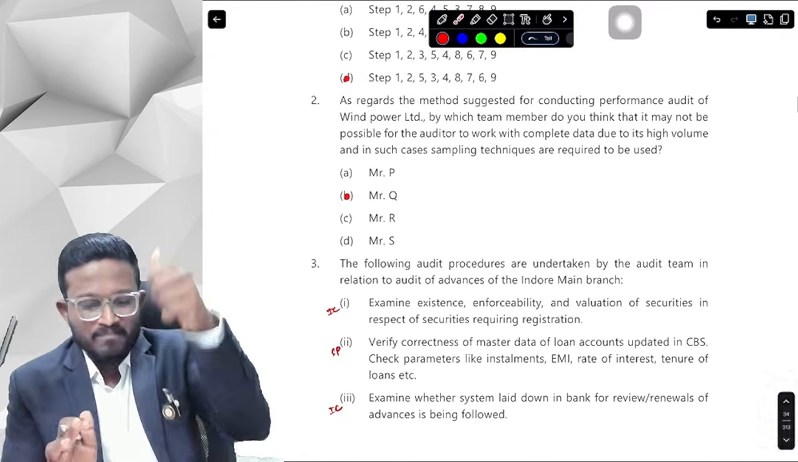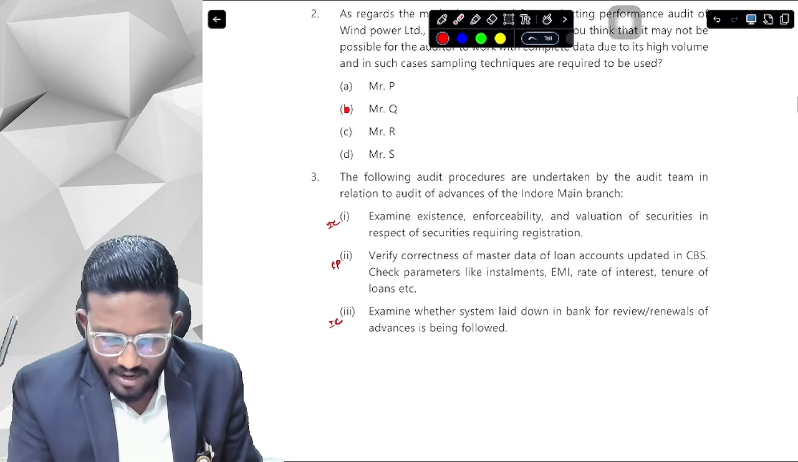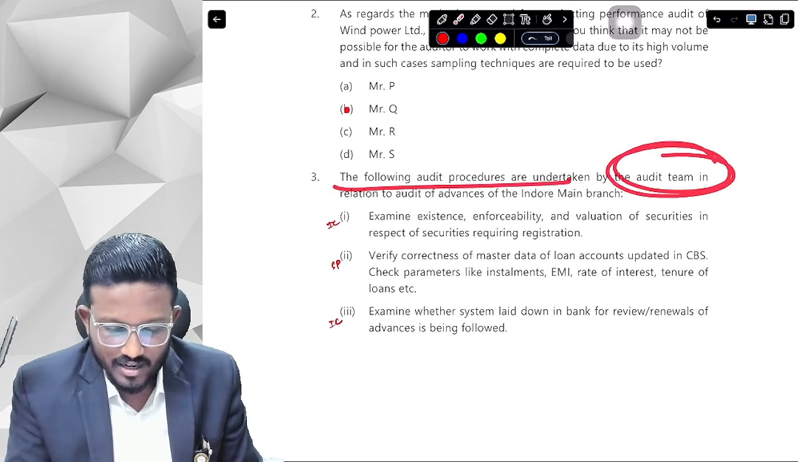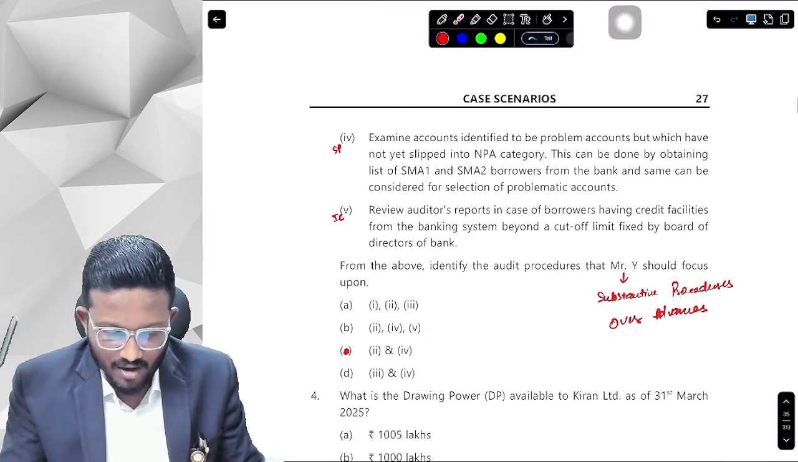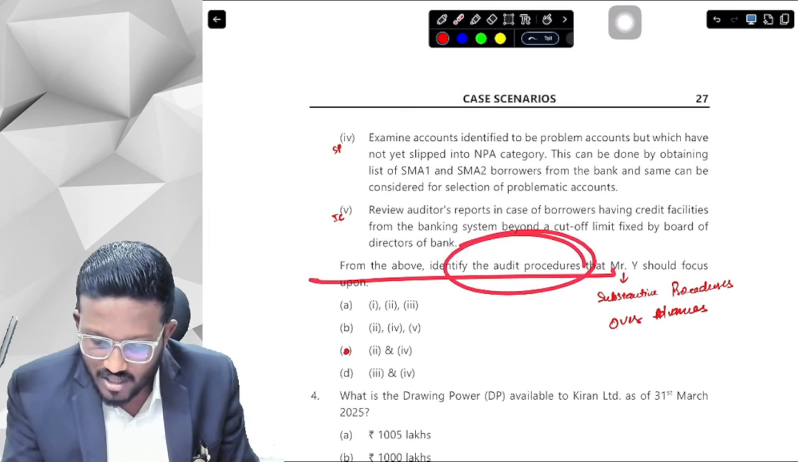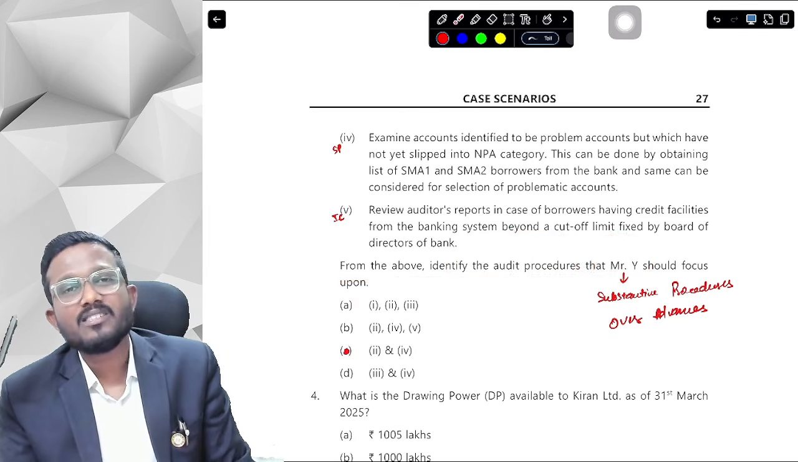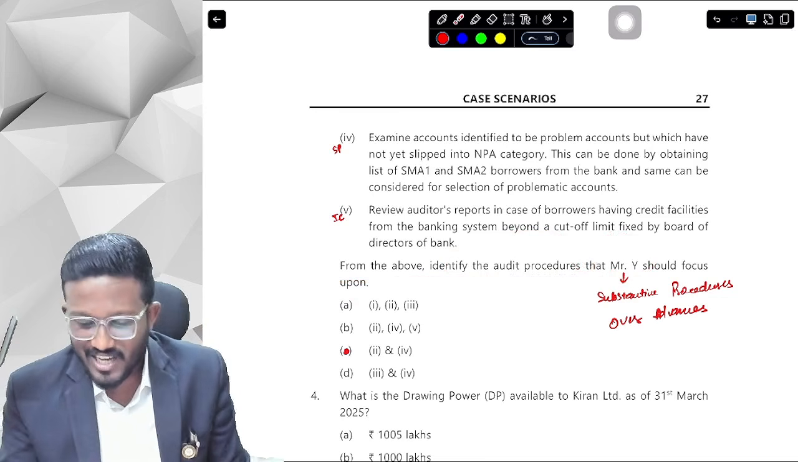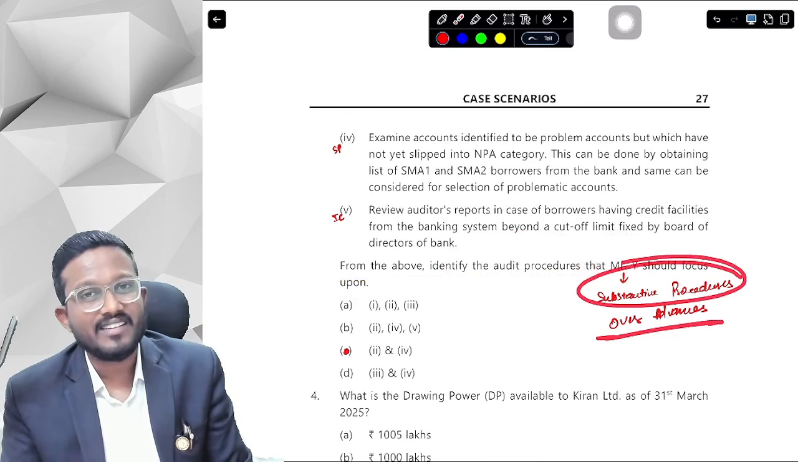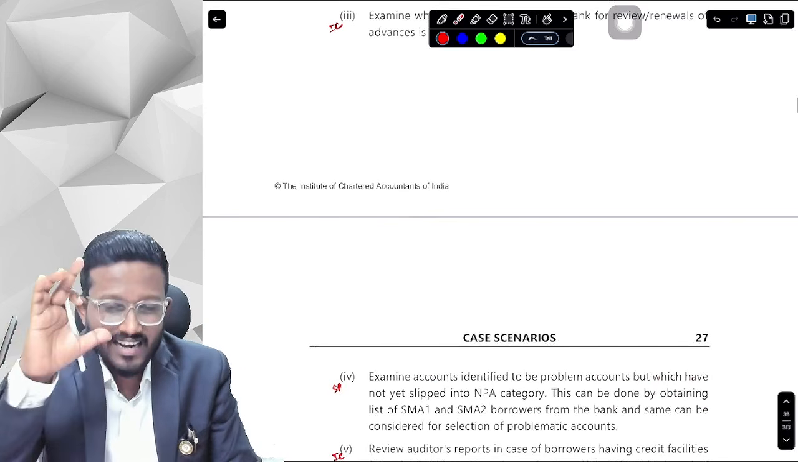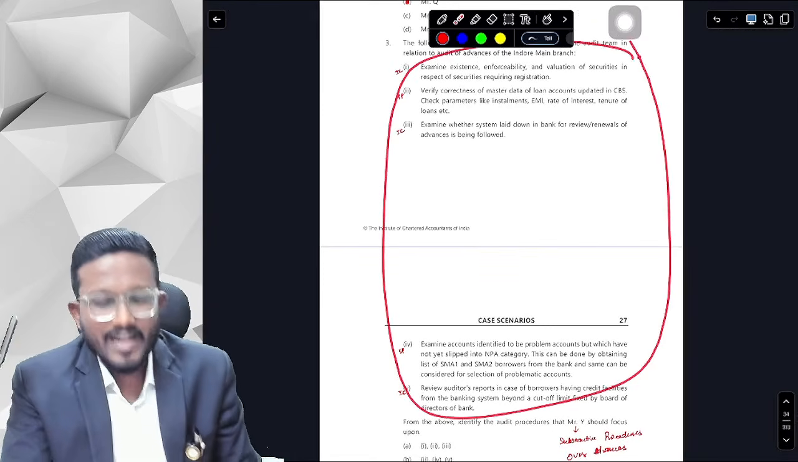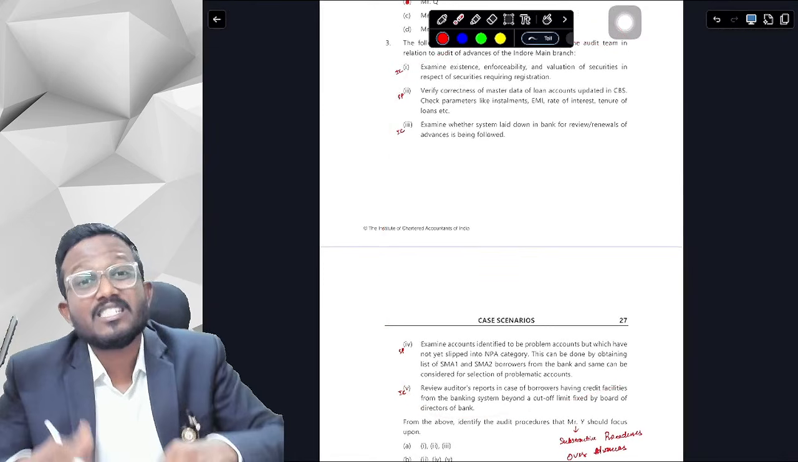Q will be the answer. Okay, yes sir. Next is what, sir? There are the following procedures undertaken by the audit team for the audit of advances of Indore main branch. We have to identify what audit procedure Mr. Y should focus upon. Mr. Y is checking the substantive procedures over advances. These are the procedures that we have totally done over the audit of advances. We need to identify which of those procedures are substantive procedures.